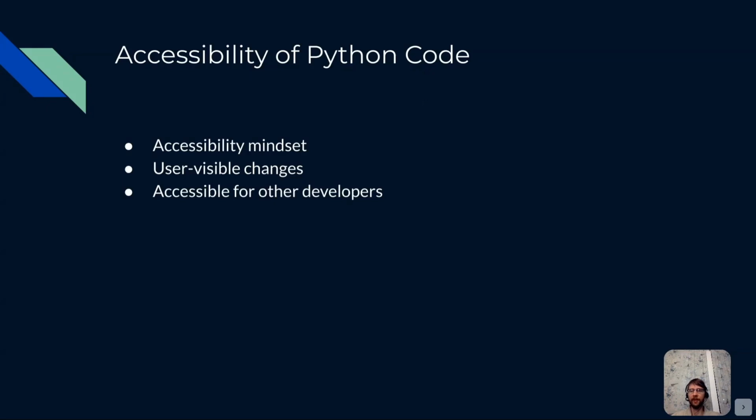The first one is having an accessibility mindset and thinking of accessibility as something that's important in the things that you write, whether you're adding a feature to a project or fixing a bug. In some way, your code will be used by another person. And so it's important to make your code accessible to that person, whether that's an end user or whether it's another developer.